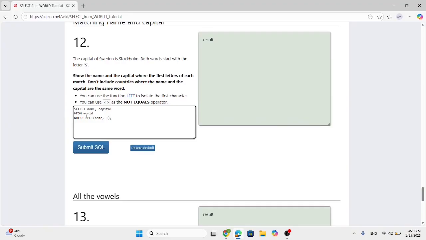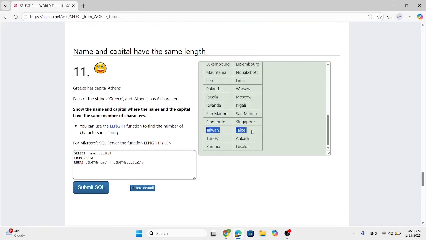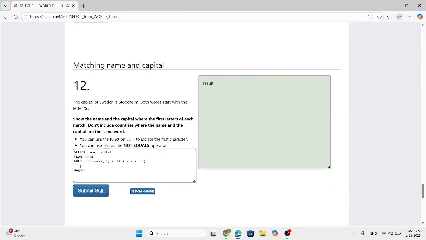This means the left function means the name. For example, we have Angola. This is the country name. Left name one means this letter A. Okay, this has to equal left capital one. For example, yes, a very good example in here.